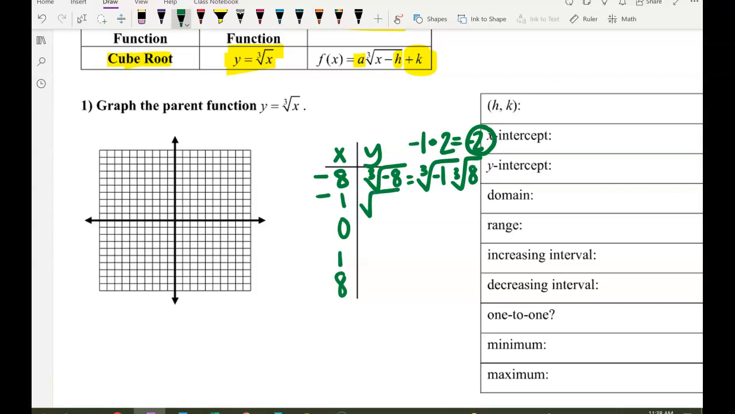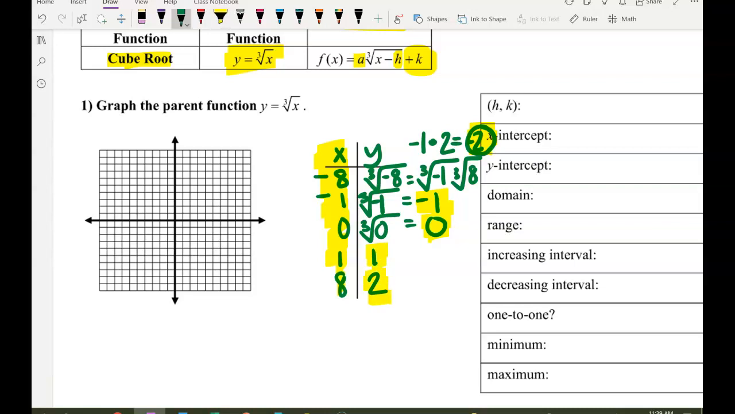Cube root of -1, just like what we just talked about, is going to be -1. Cube root of 0 is going to be 0. Cube root of 1 is 1, and cube root of 8 is now 2. So these are the 5 inputs that we are going to use. This is the output for -8, this is the output for -1, and this is the output for 0, the output for 1, and the output for 8.